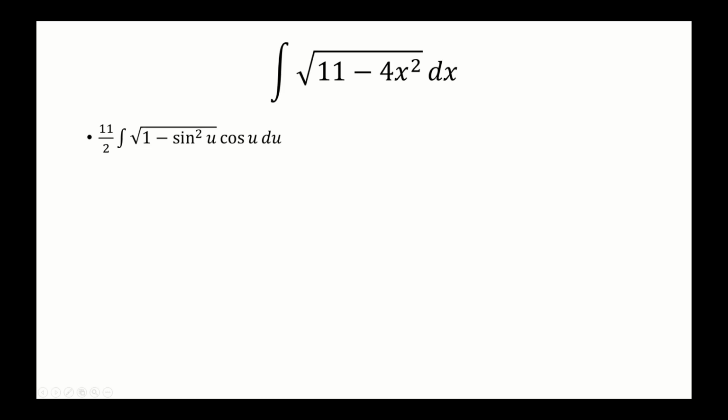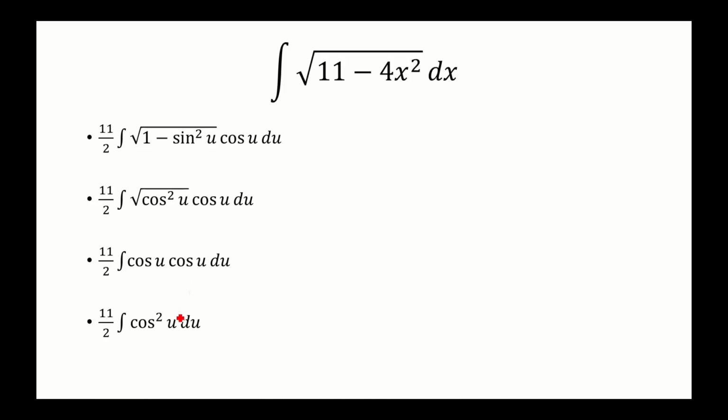Now we know that 1 minus sine squared is equal to cosine squared, so we'll replace that, and then taking the square root of cosine squared is just cosine. Cosine times cosine is cosine squared, which we can rewrite as 1 plus cosine 2u over 2. And this 2 will come outside, multiply the 1/2 there, so that turns into 11/4 integral 1 plus cosine 2u du.